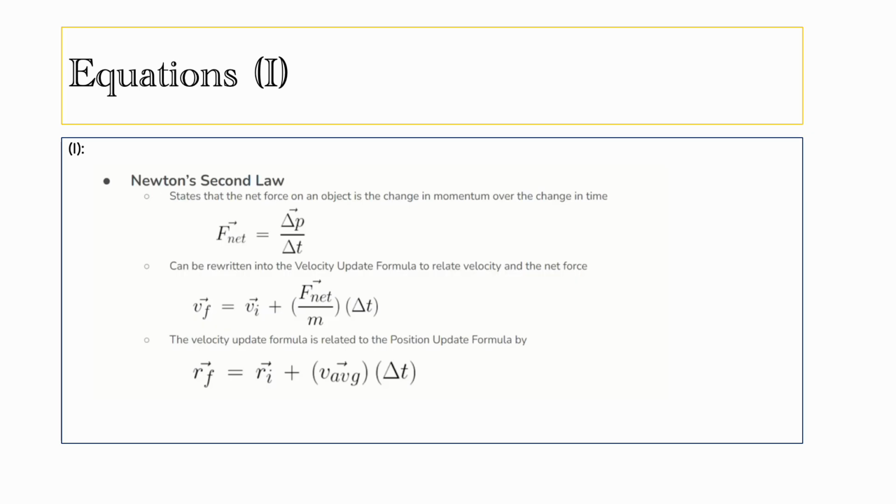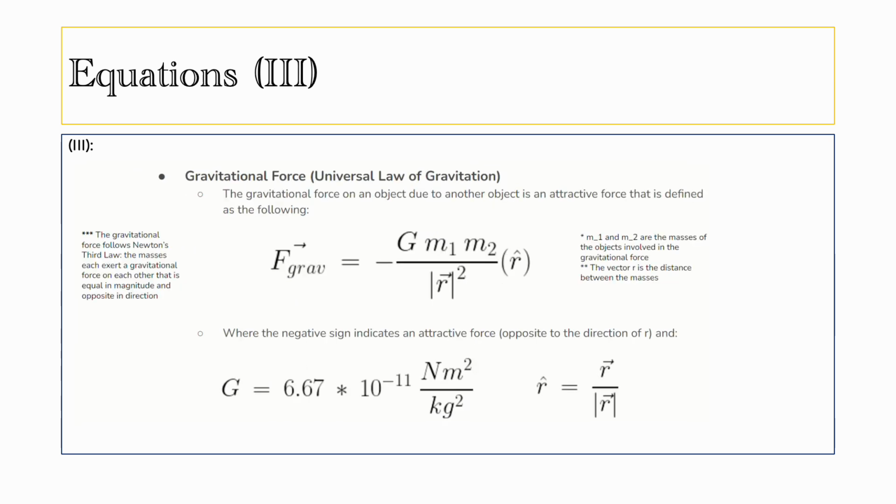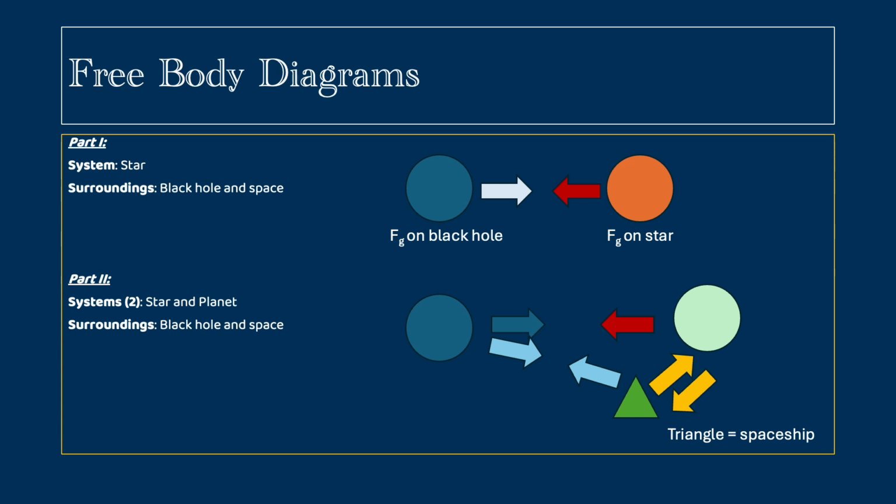So here are the main equations that we're using in this lab. We have Newton's second law, and these are the velocity update, the position update, and the net force, which is change in momentum over change in time. And we also have the parallel and perpendicular components of force, so P hat and N hat, and we have the gravitational force, which is the universal law of gravitation. So here's a visual representation of what is actually going on in this experiment.